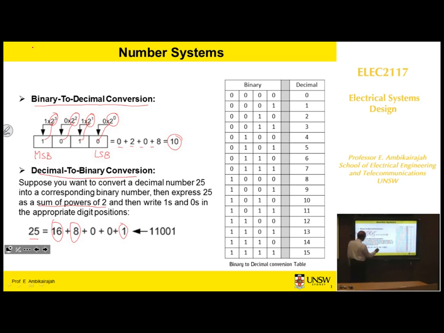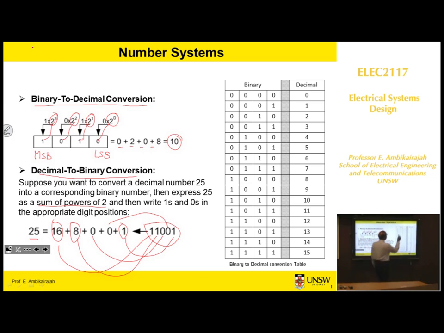Then you look at the position. So that one goes in there. There's no value here, so that will be 0. No value here, 0. And that's 8, that's the next position. And 16 is the next position. So that's the binary equivalent. There are examples at the end of the chapter. You can try this out.